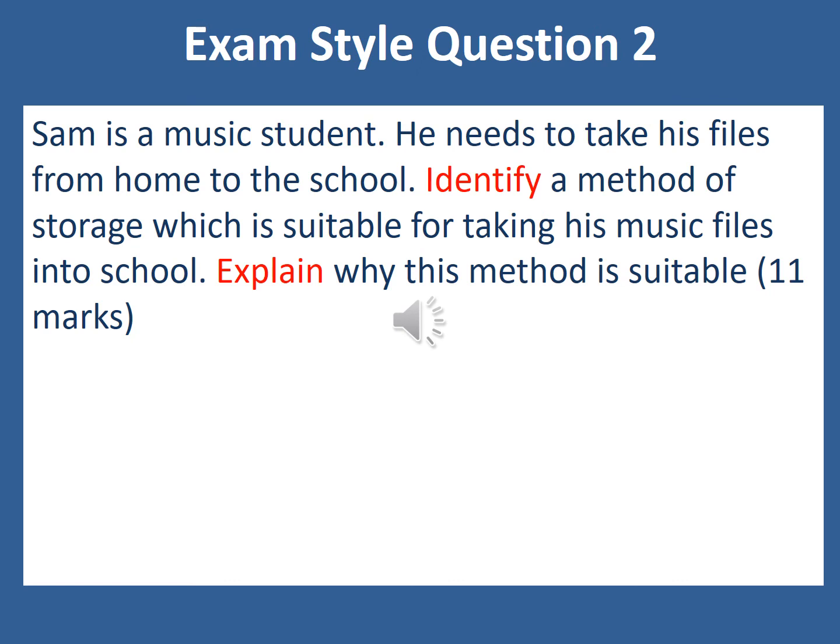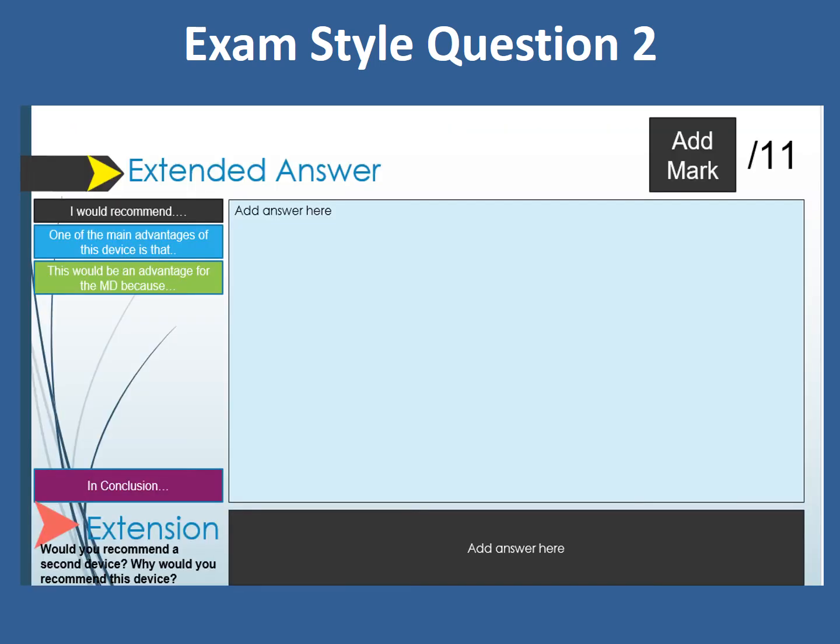We're going to try another exam style question now. Sam is a music student. He needs to take his files to and from the school. Identify a method of storage which is suitable for taking music files into school and explain why this is suitable. Now this is 11 marks. Again, you're going to answer this in a similar way to the one you answered before. Start with I would recommend and make it clear what you're recommending. Give the advantages and then explain the advantages for Sam. You also need a conclusion in this.